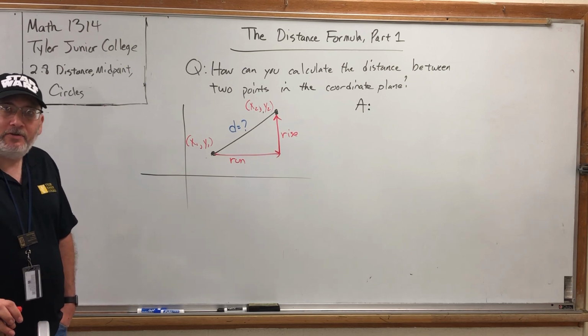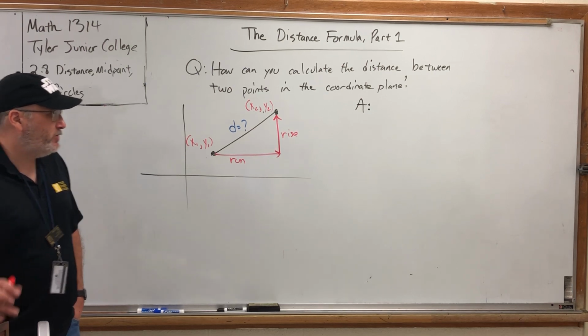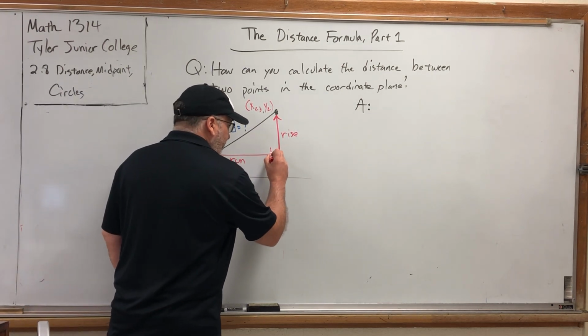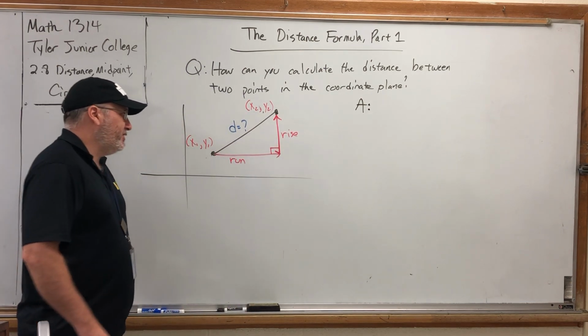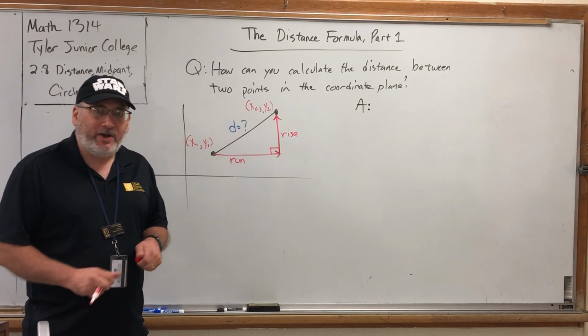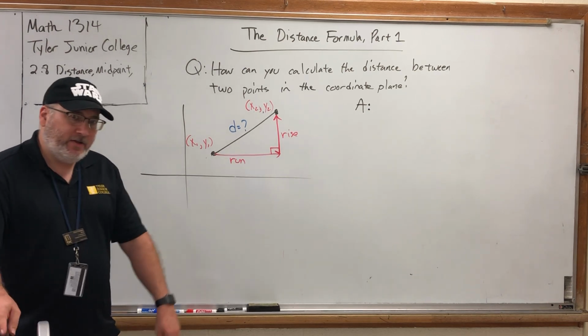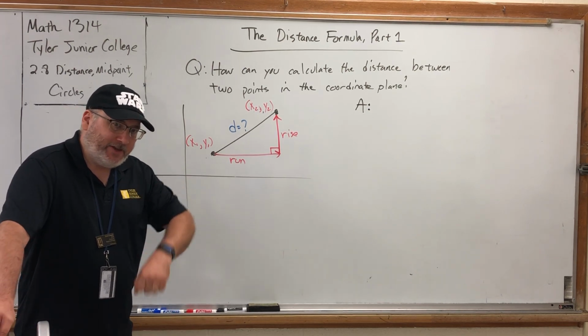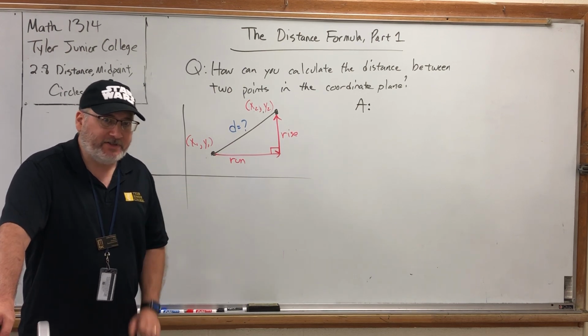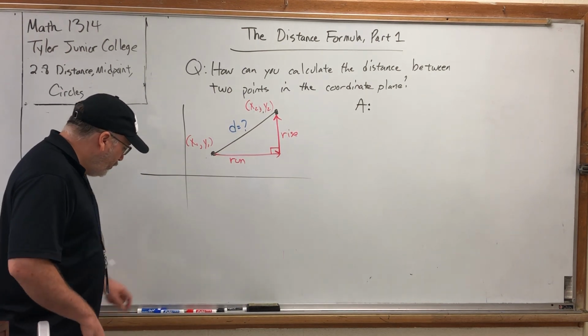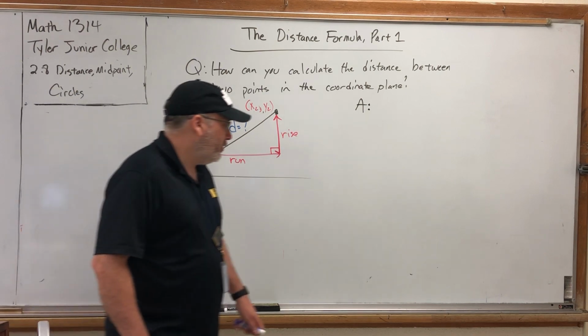We can, because the run and the rise are perpendicular. The run, the rise, and the distance we're looking for together make a right triangle. Now, why is that advantageous? Because there's a theorem that relates the lengths of the 3 sides of any right triangle. You probably know it as the Pythagorean Theorem.